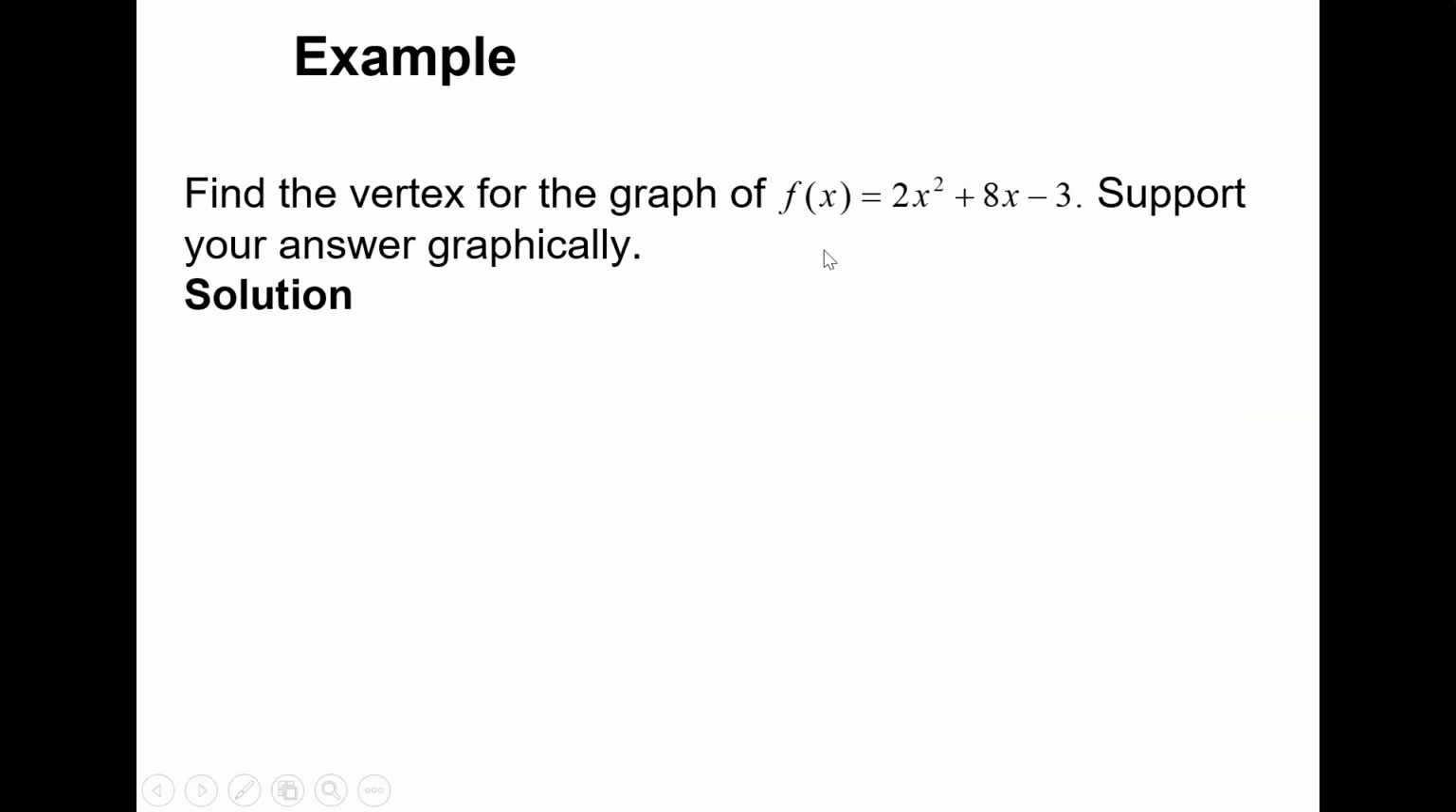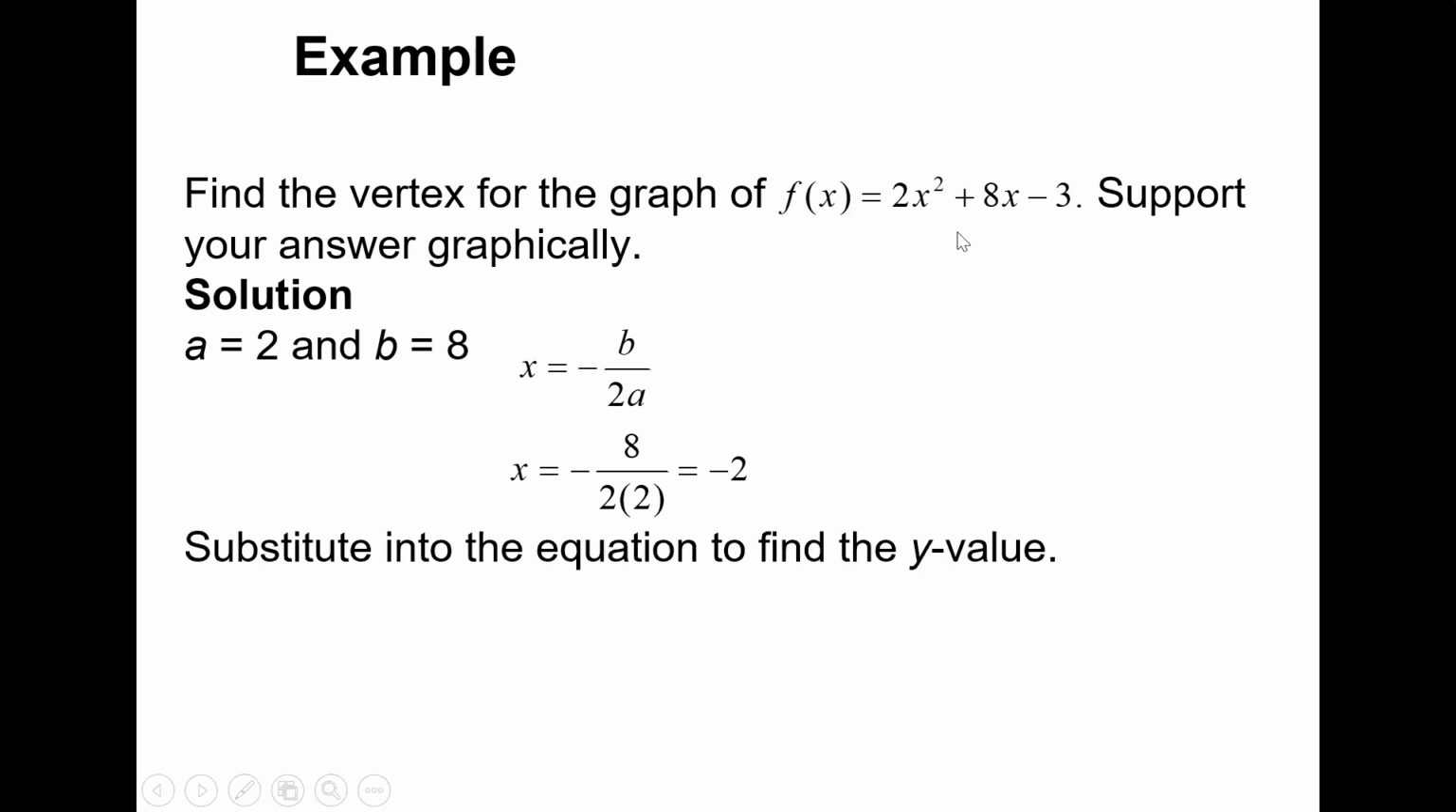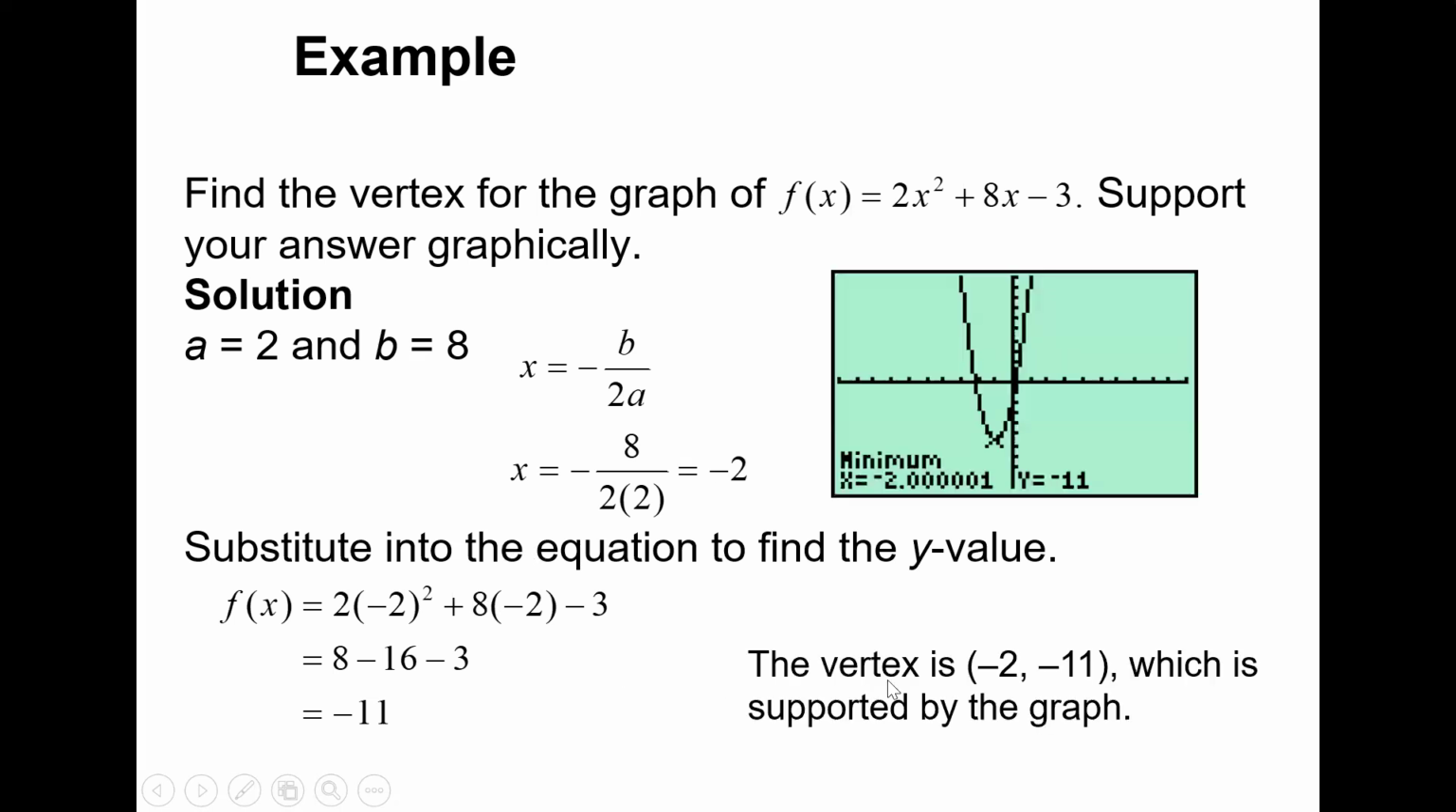So we're supposed to find the vertex of the graph f of x equals 2x squared plus 8x minus 3 and support your answer graphically. Well, a is 2, b is 8, so we plug all that in and we find out that x is equal to negative 2. Now we plug that back in here as the x value, and when you do all the math, we find that that's equal to negative 11. So our vertex then is negative 2, negative 11.